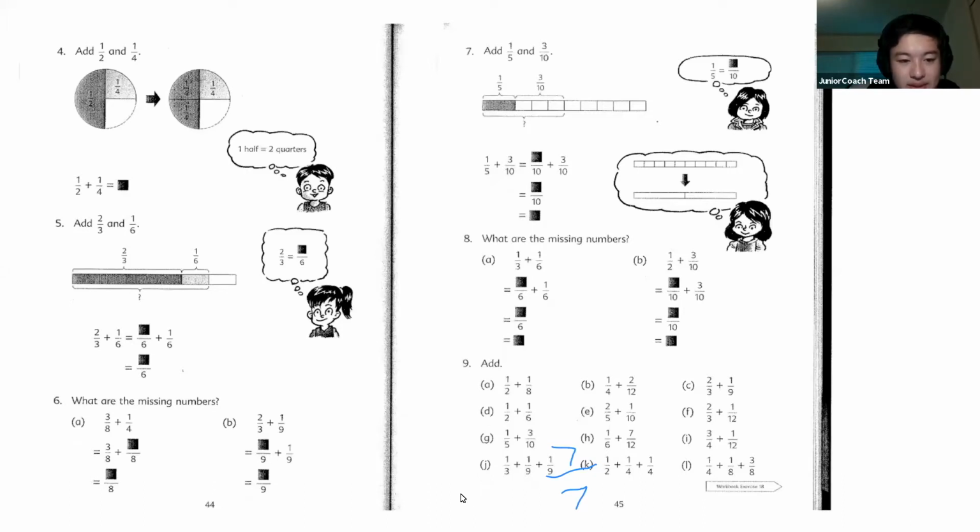Let's see. How about 6b? 2/3 plus 1/9. What will be the first blank on 6b? 6 out of 9. Yep. Good job. It's 6 out of 9. Then what would the bottom blank be if the top one is 6? 6/9 plus 1/9. 7 out of 9.